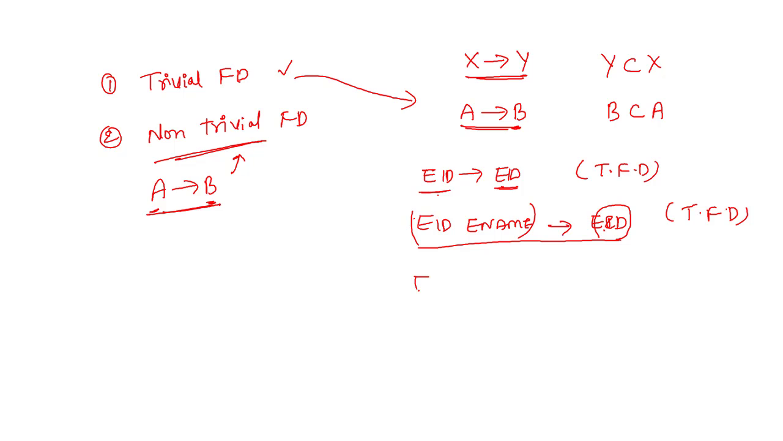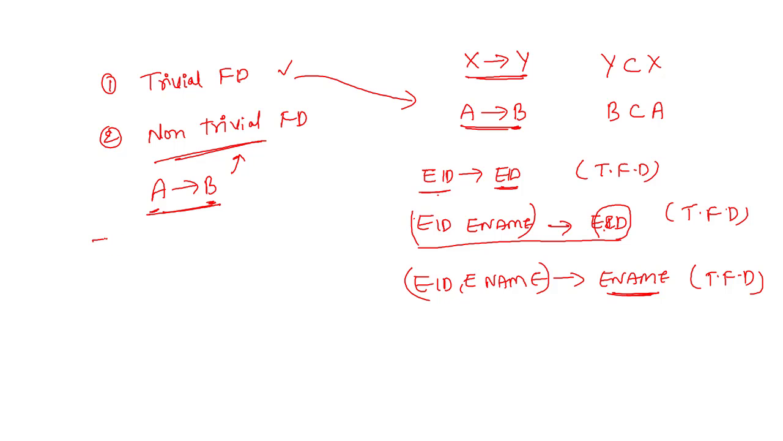You can take here employee ID and employee name can determine employee name. So you can see ename is a subset of this complete part. It satisfies this, so we can say that this is a trivial functional dependency.